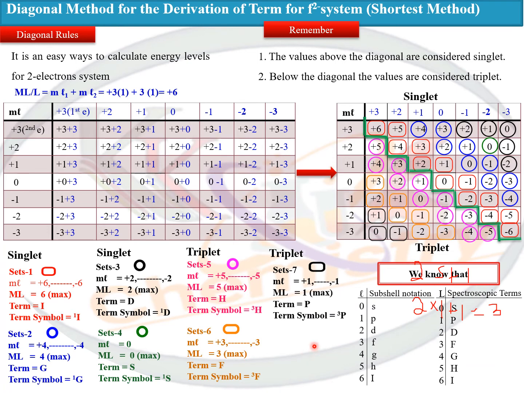Another one, the last one. Here the maximum ML value is 1, so the small ml value will be plus 1 up to minus 1, meaning plus 1, 0 and minus 1. And when ML is equal to 1, or you can say L is equal to 1, the term will be P. This lies below the diagonal, that is why it will be a triplet system. So you can represent the term symbol as triplet P. Here, when the azimuthal quantum number is 0, the subshell will be s, and this term will be capital S.